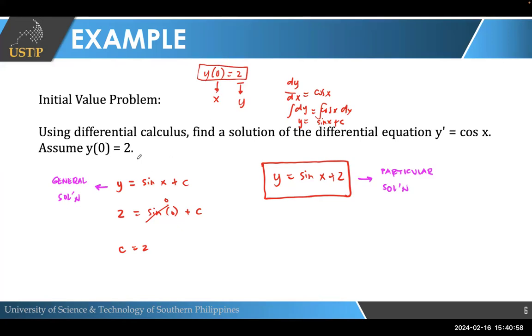So substitute, class, when y is equal to 2, x is equal to 0. Okay, so sin of 0 is 0. That means you have a value of c which is equal to 2. So now your particular solution is, substitute the value of c there, and you get y is equal to sin x plus 2. This is now your particular solution because we are now free of any arbitrary constant. Okay.